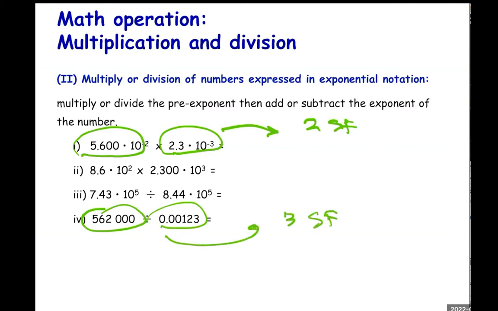It's not based on precision, the least precise or the most precise. It's based on significant figures. This has 2 significant figures. This has 4 significant figures. My answer better have 2 significant figures. Multiplication and division is so much easier than addition and subtraction. All I've got to do is look at the data and round off the answer based on the fewest significant figures.